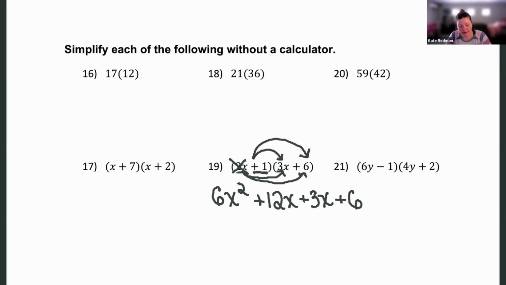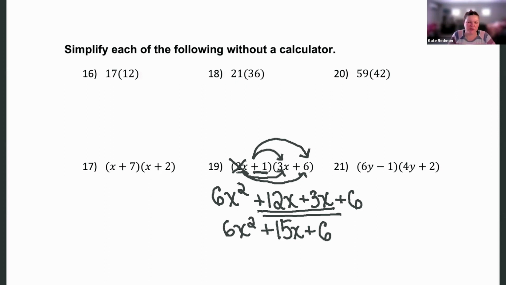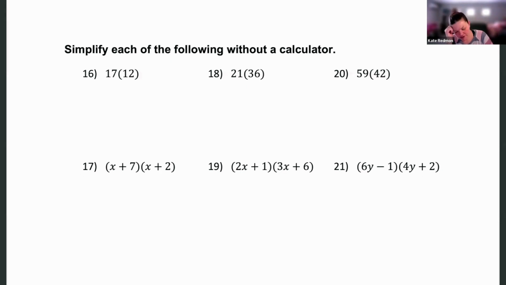This is addition. But I can only combine like terms. So there's some like terms, an x term and an x term. Positive 12x plus 3x is positive 15x. No other constant terms, it'll just drop. No other x squared terms, it'll just drop. Final answer is 6x squared plus 15x plus 6.